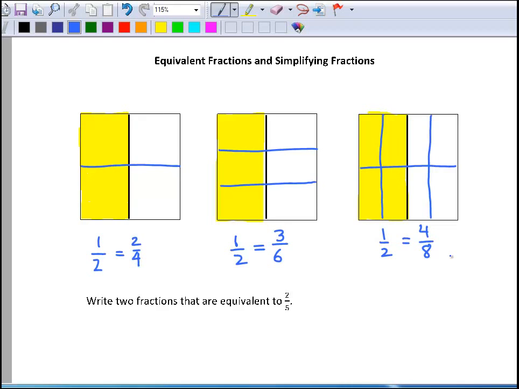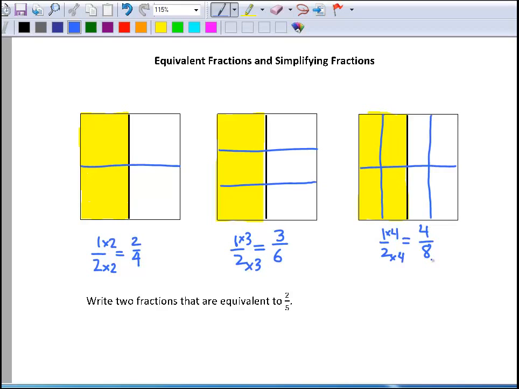And if you look at the numerator and the denominator of each fraction, to start with a fraction and create an equivalent fraction, what you need to do is find any number really that you want except 0 to multiply the numerator and denominator by. For example, if I multiply the numerator and denominator of 1/2 by 2, I get 2/4. If I multiply it by 3, I get 3/6, and if I multiply the numerator and denominator by 4, I get 4/8. Those are all equivalent fractions.